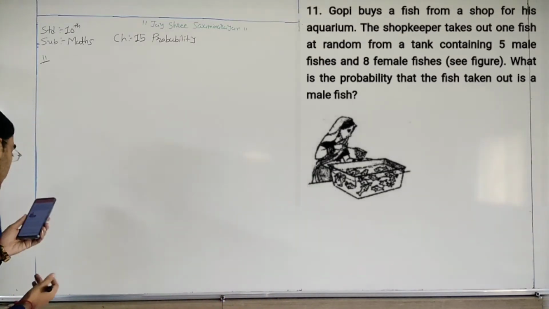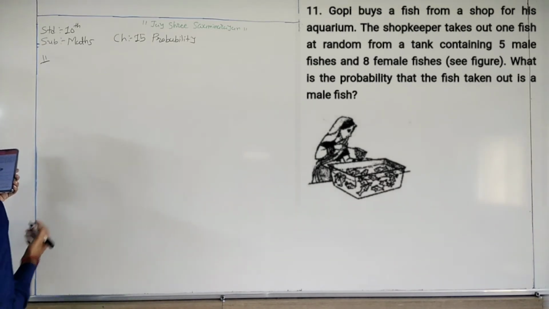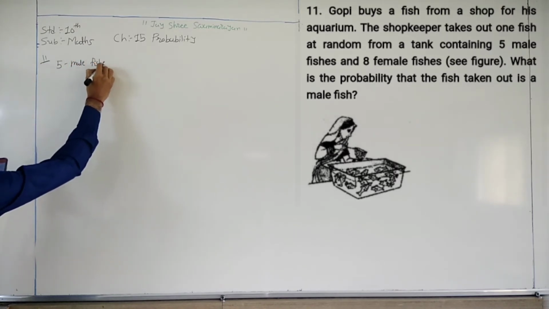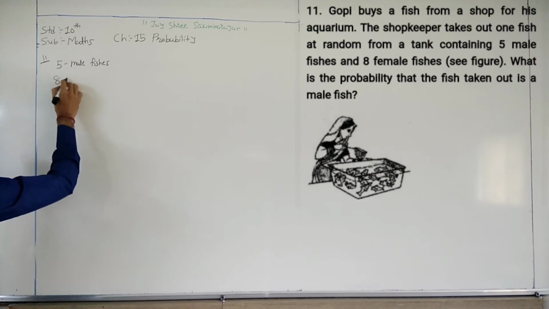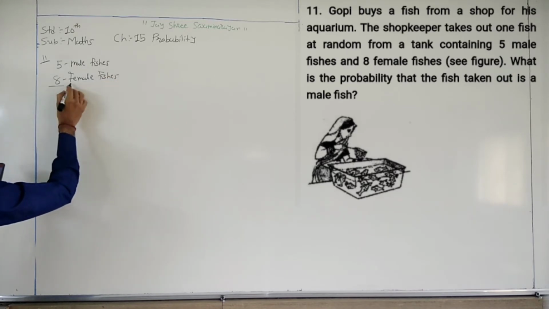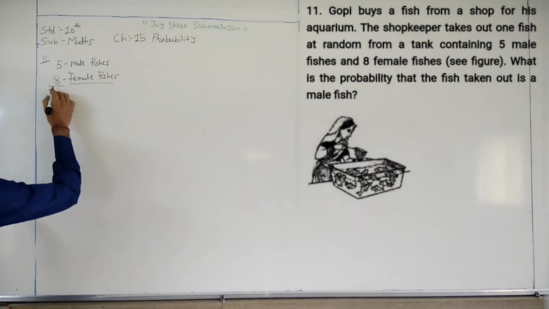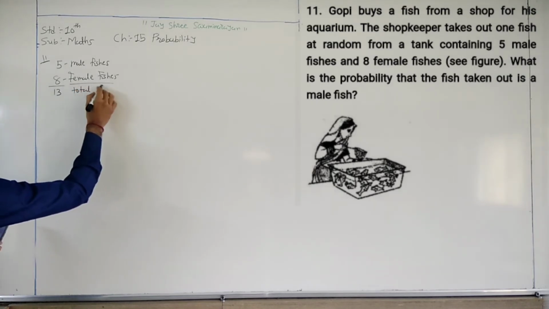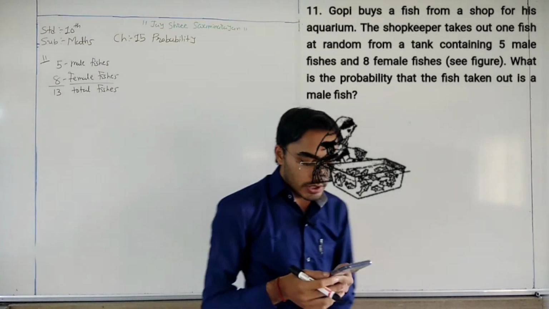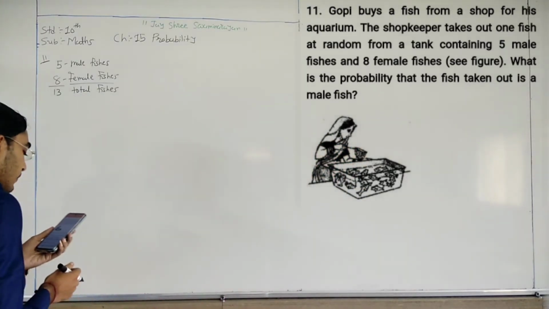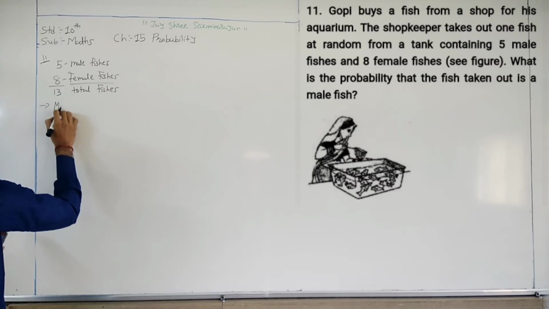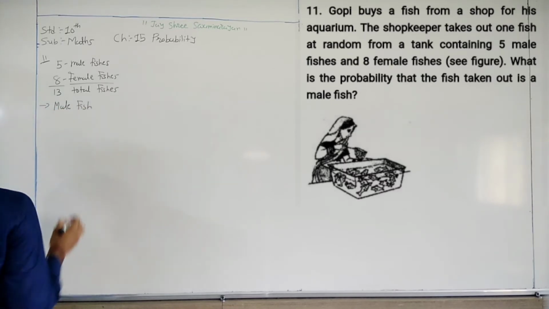First of all, we need to write the details here. Total 5 male fishes and 8 female fishes. So how many fish do we have in total? 8 plus 5, 13. Right, so in total we have 13 fishes. And we need to find the probability for a male fish. Right, what is the probability that the fish taken out is a male fish? We need to find the probability for a male fish.